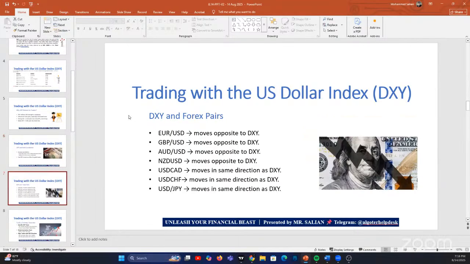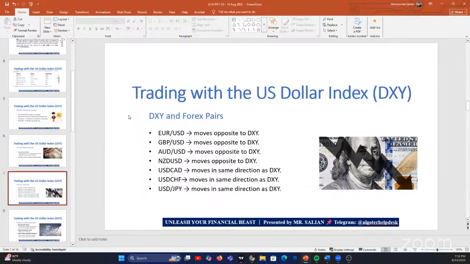Now, the DXY against the forex pairs. EUR/USD, GBP/USD, AUD/USD, NZD/USD all move opposite to DXY. This is very easy to understand. While USD/CAD, USD/CHF, and USD/JPY move in the same direction as the DXY.